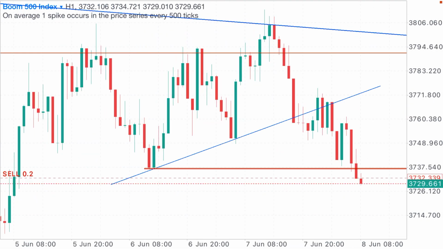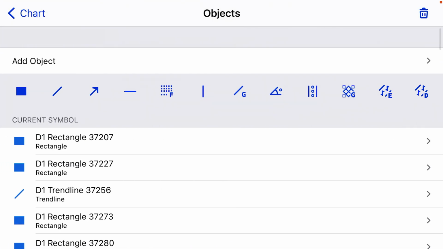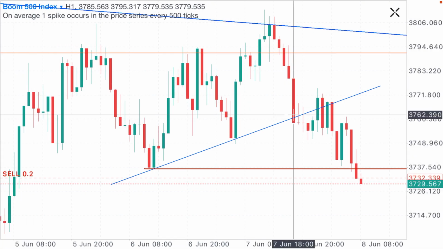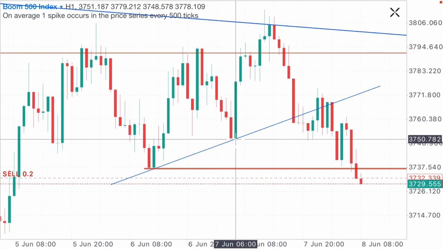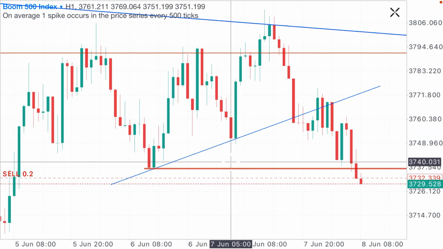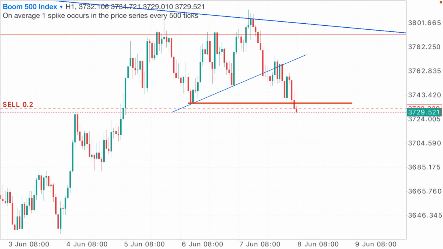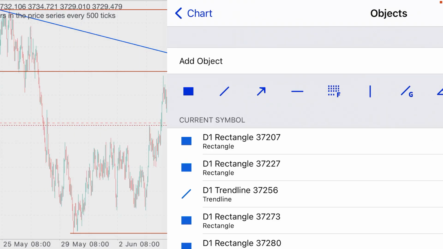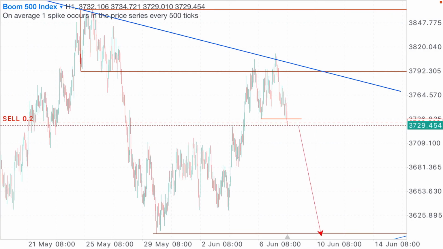You understand? So this low has been taken out. It has been taken out already, so it's not needed. This low here has been taken out, so it's not needed. So this second low now has been taken out. And you get my point? So that's a confirmation that we'll be selling Boom500 until price gets to this level. You get my point?